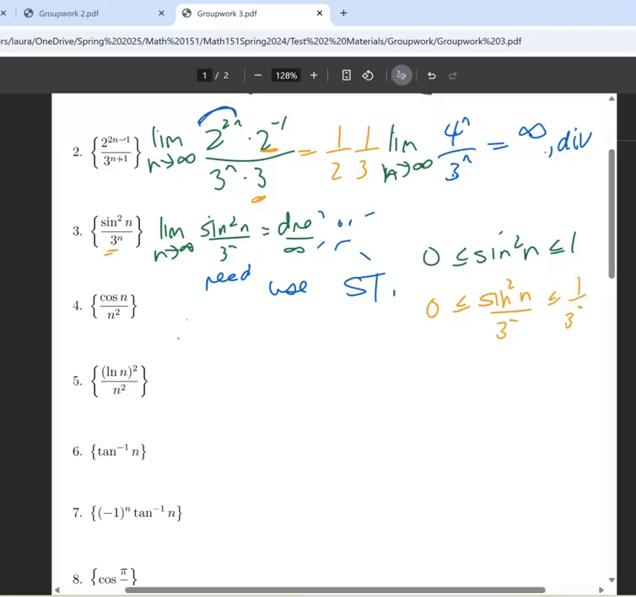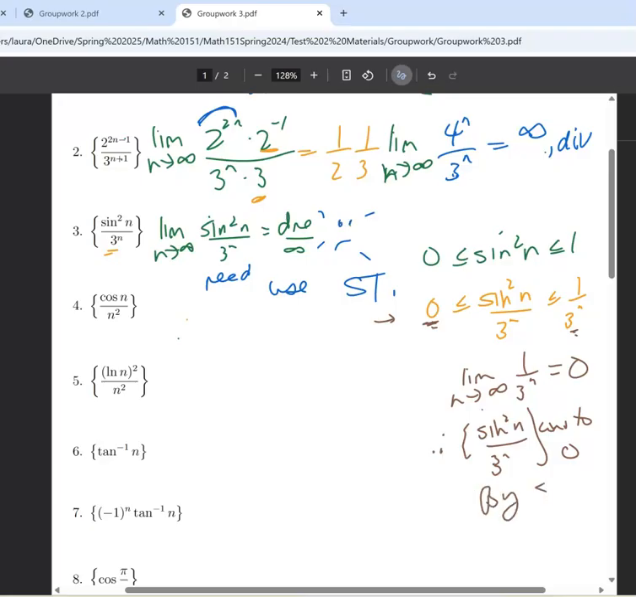And remember squeeze theorem, you take the limit of both of these as n goes to infinity. Well, that's 0. I don't need to do anything with that side. This side here, the limit as n goes to infinity of 1 over 3 to the n, 1 over infinity is 0. Since I have a limit of 0 and a limit of 0, therefore, I can say that this sine squared of n over 3 to the n converges to 0, and you need to say by squeeze theorem.